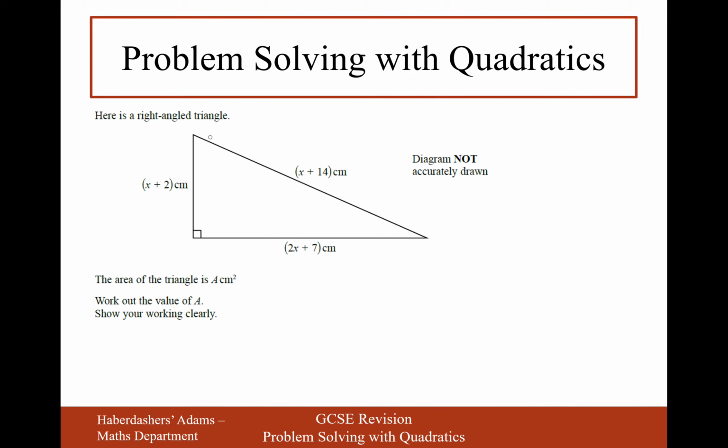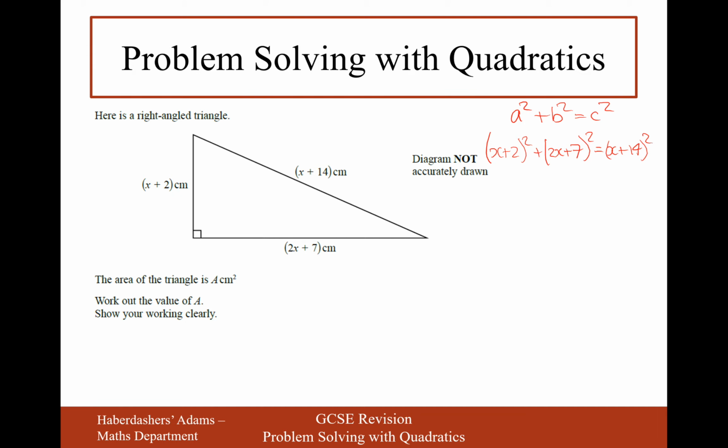Okay, so a simple Pythagoras one here. Eventually we want to work out the area, so we'll have to do base times height divided by 2, but we need to work out the value of the base and the height. So, nice little Pythagoras question. a squared plus b squared equals c squared. So that's going to be (x + 2) squared plus (2x + 7) squared equals (x + 14) squared.